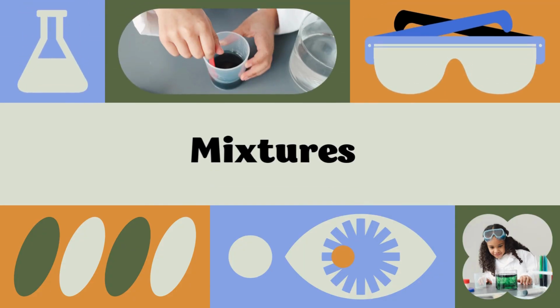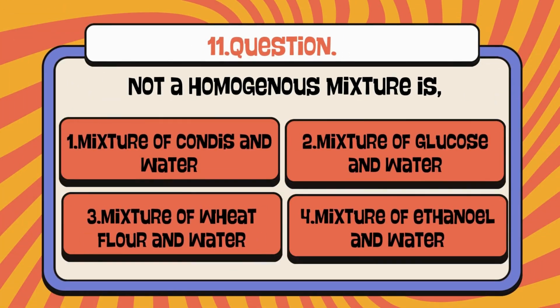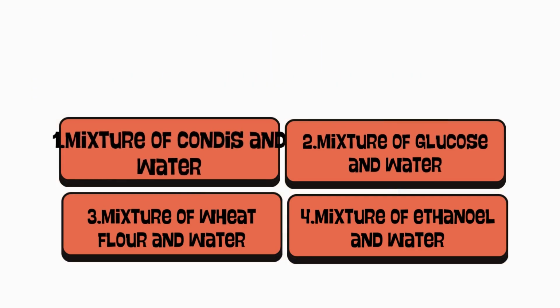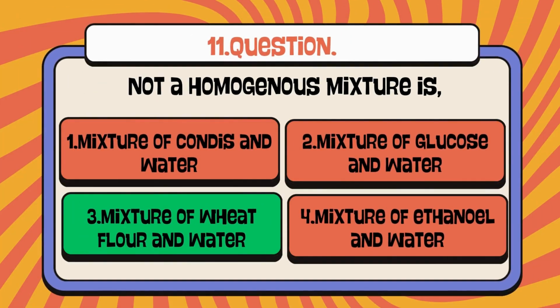Mixtures. Question: Not a homogeneous mixture is: mixture of candy and water, mixture of glucose and water, mixture of wheat flour and water, mixture of ethanol and water. Answer 3. Mixture of wheat flour and water.